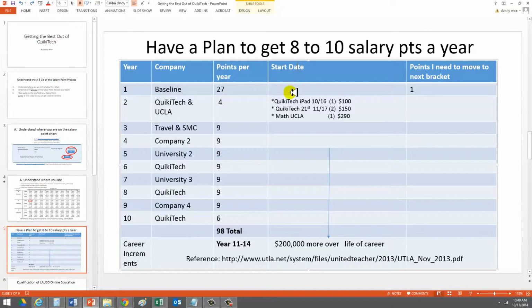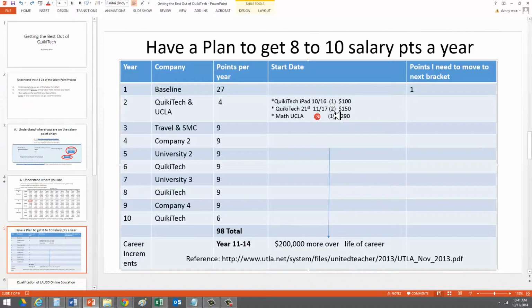Then in the next column, go ahead and write out the courses that you're taking. So she says, you know what? I'm going to take the iPad course from Quikitech. Their normal price is $100. Hopefully I can get one of their specials and bring that price down. It's 1 salary point. I'll also take the 21st century class. It's 2 salary points. Regular price is $150.